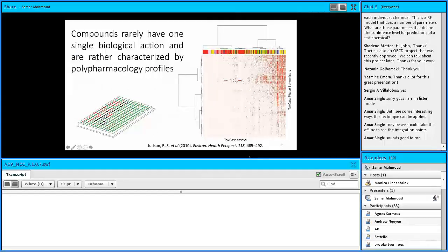However, the problem resides in that compounds rarely have one single biological action and are rather characterized by polypharmacology profiles. So toxicity might not be triggered by a single molecular initiating event, and we need to explore how the combination of molecular initiating events or combination of bioactivity profiles, in addition to chemical properties, would lead to toxicity, rather than just looking at the problem in a bivariate case.